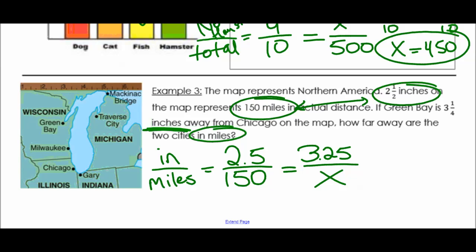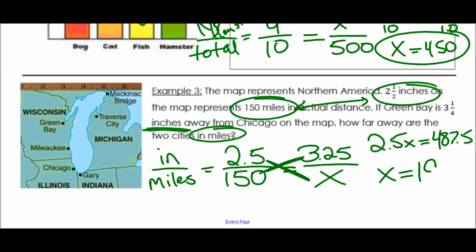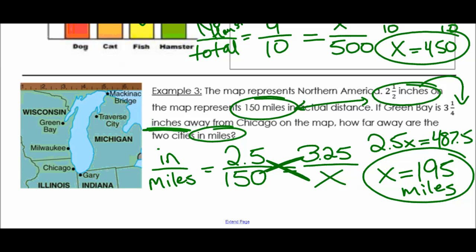3.25 times 150 and 2.5 times x. After we cross multiply, it's 2.5x and 487.5 on the right side. You divide 487.5 by 2.5, and x is 195 miles. That makes sense. 3.25 is a little bit bigger than 2.5, so this should also get a little bit bigger.